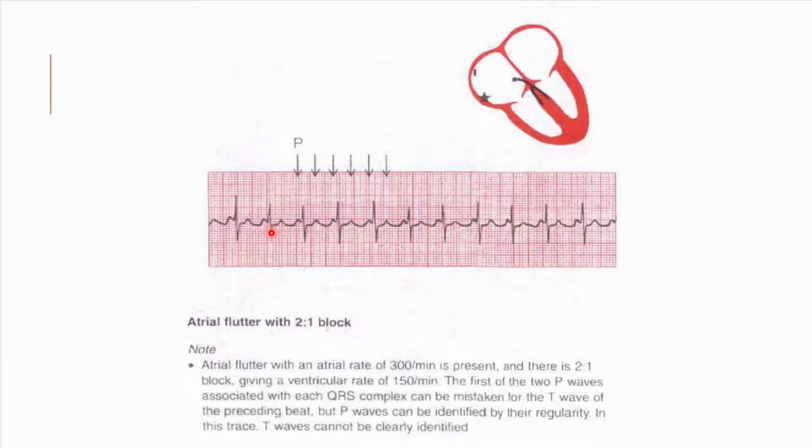Then after that, remember that the first 2 P waves that are associated with each QRS complex can sometimes be mistaken for a T wave of the preceding beat. So please do not mistake this as a T wave for the preceding beat, but the P waves can be identified by their regularity in the trace, and the T waves here are very difficult to identify. So these things that appear as if they are T waves here, they're not really T waves, but they are rather P waves. As you can see here, you have a P wave, QRS complex, here's another P wave, another P wave, QRS complex, a P wave, another P wave, a QRS complex. It's very hard to distinguish the T waves in this ECG.